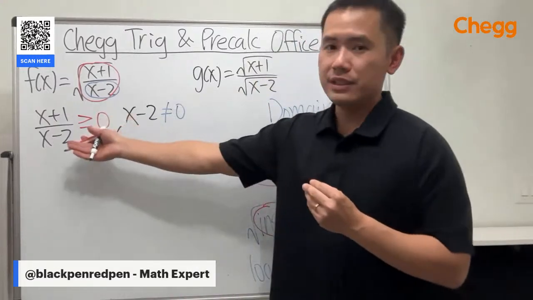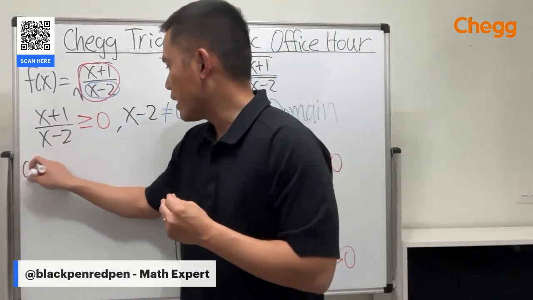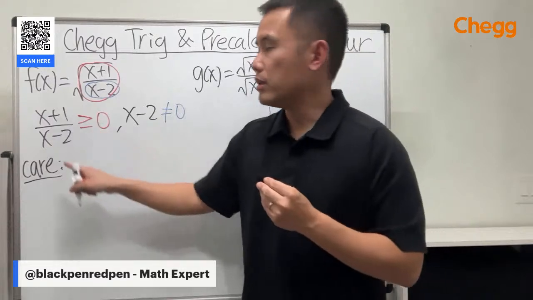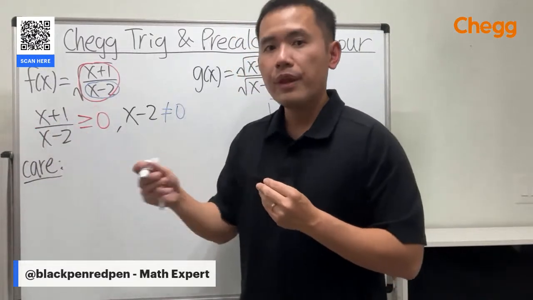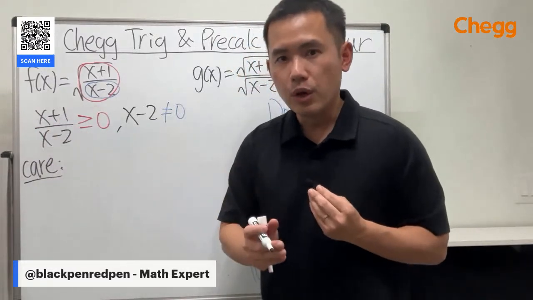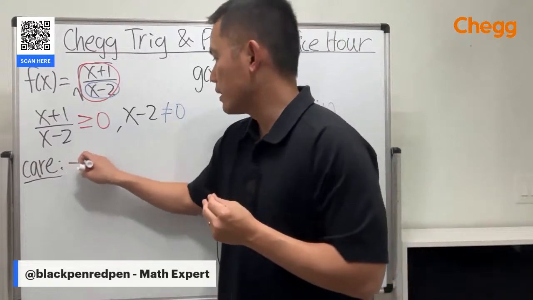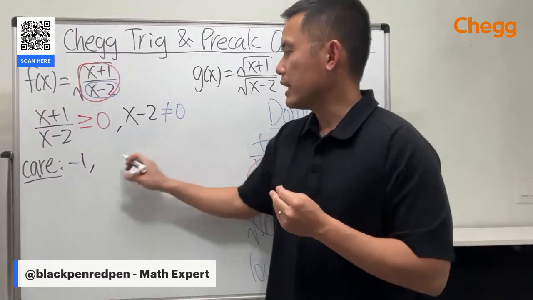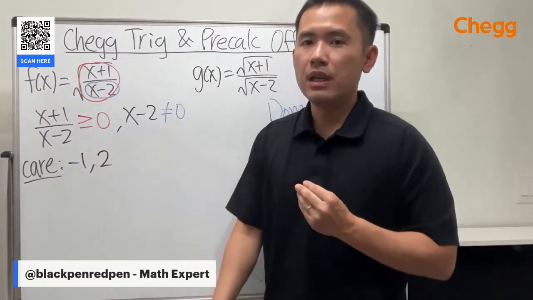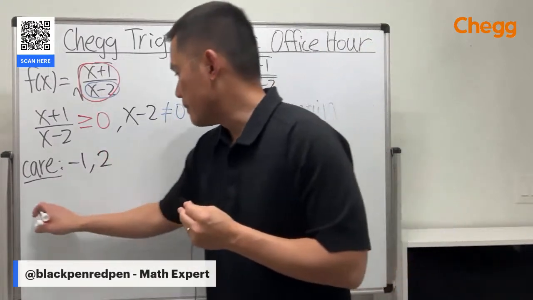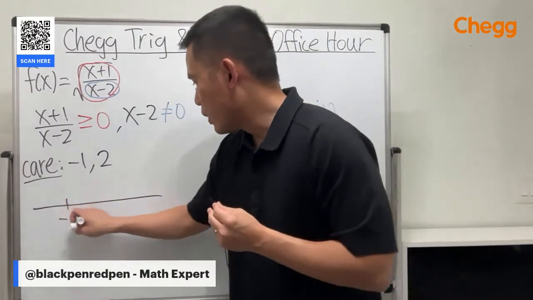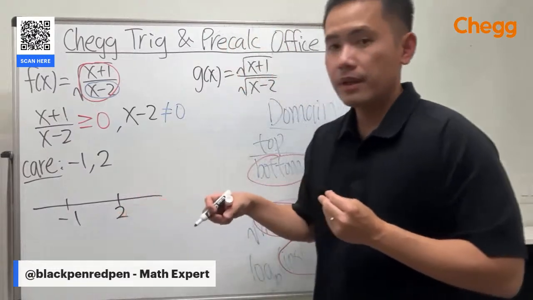So now, we're just going to solve for this. There are 2 numbers that we care about. Think about how you can make this equal to 0. Put the top equal to 0. X plus 1 is equal to 0, so x is equal to -1. And the other number that we care about is from here. You add 2 to both sides, and you care about 2. Then we can do the number line method. This is the safe way to do it. We have -1 and 2.